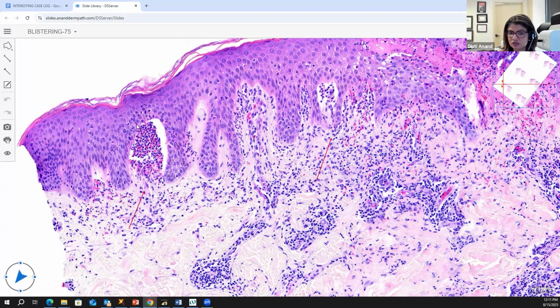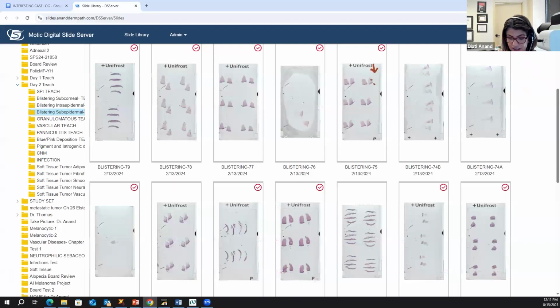So before you're diagnosing dermatitis herpetiformis, please make sure that you're looking at the vessels and you're not missing a leukocytoclastic vasculitis. Okay, so this is DH, again, this nice neutrophilic collection at the tip of the dermal papillae is diagnostic of DH, and often there is an ulcer secondary to excoriation.